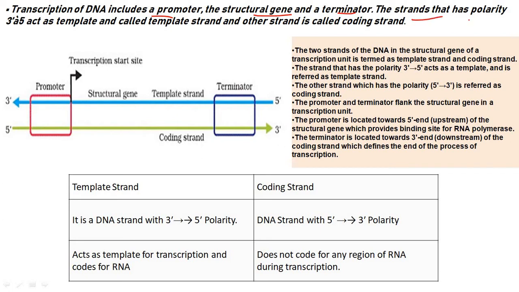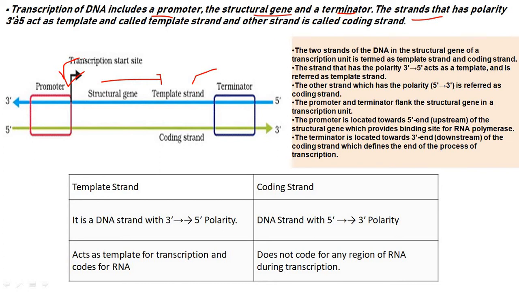The strand that has a polarity of 3' to 5' acts as a template and is called the template strand, and the other strand is called the coding strand. So here it's the transcription start site, the structural gene and template strand, the terminator, and this is the coding strand. The blue one is the template strand, from where the RNA needs to be synthesized.